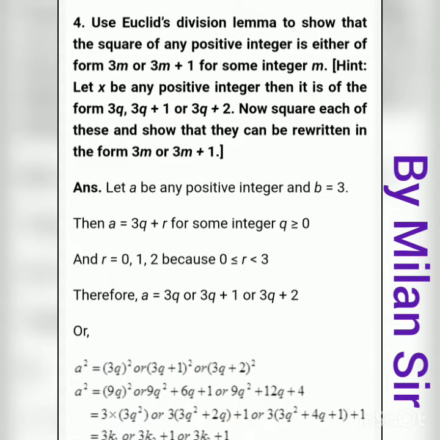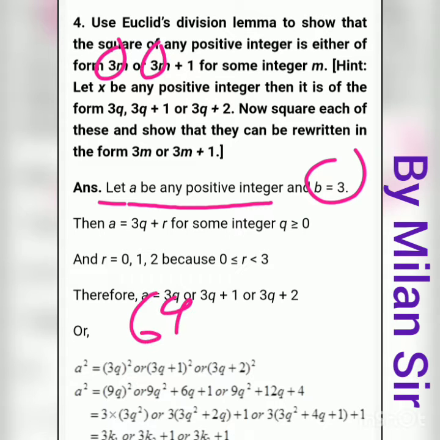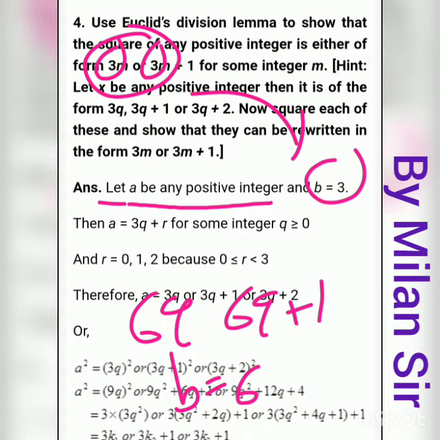Now here, first of all, we need to assume a and b, right? a is any positive integer that we want to prove for this question. So let a be any positive integer, and b, now here we want 3, so b is equal to 3. In question number 2, we wanted 6q and 6q plus 1, so we took b equal to 6. Here we want 3, so take b equal to 3.